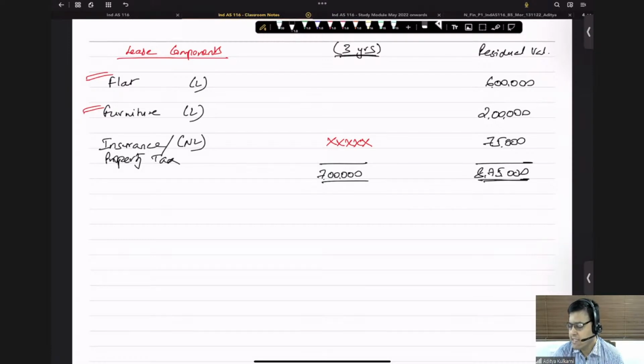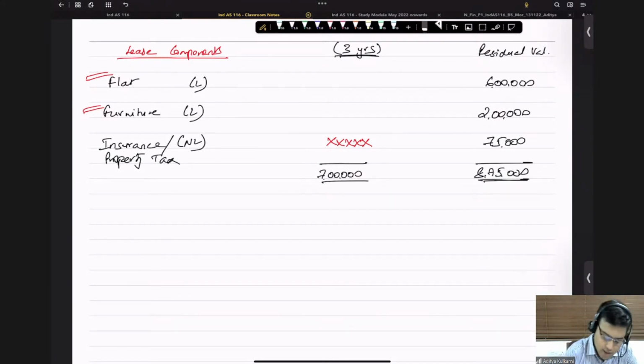Okay. Rakesh had asked a question, what do you mean by observable inputs? Well, you will have to go through Ind AS 113, Rakesh. Sorry, Rahul. Okay, Rahul, you will have to go through Ind AS 113, where we had discussed observable inputs and unobservable inputs in detail. So please go through that and then you will be in a position to understand. Observable inputs means what is readily observable from the market. That's it. Okay. All right, great. So we have completed that.